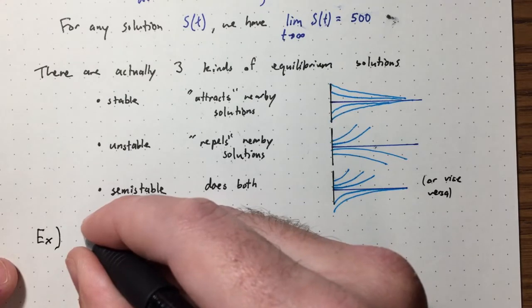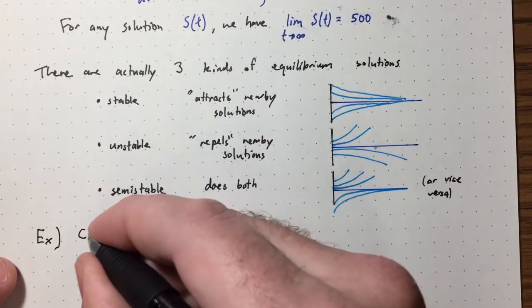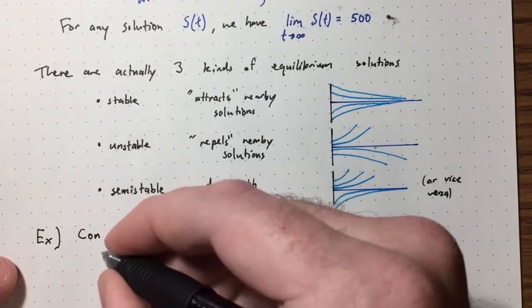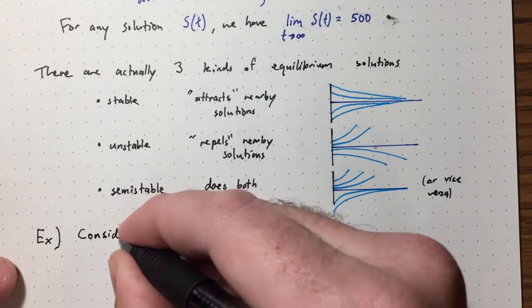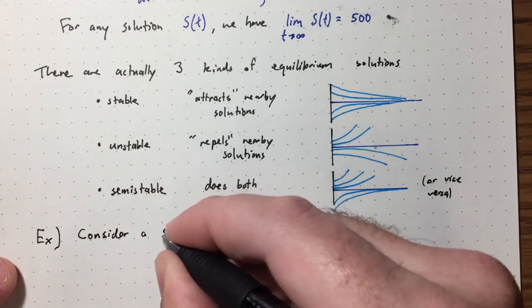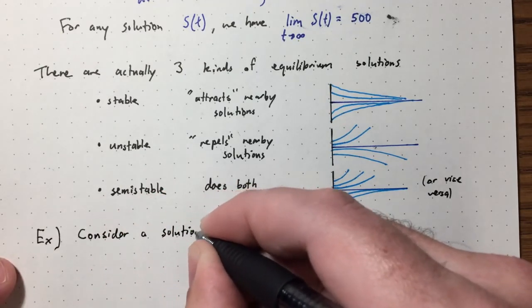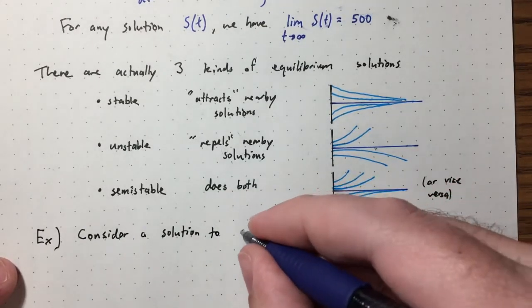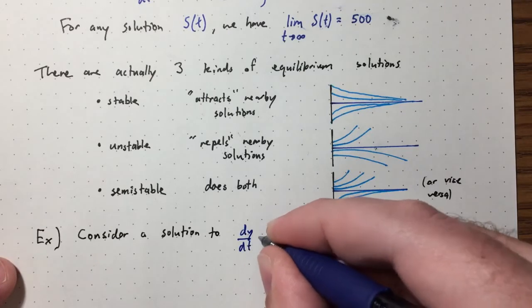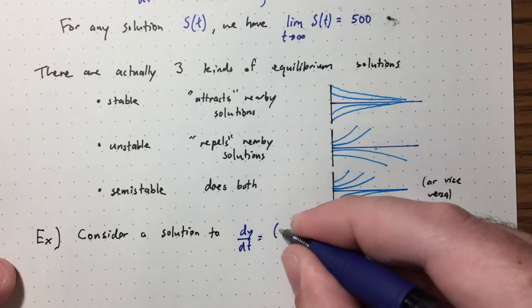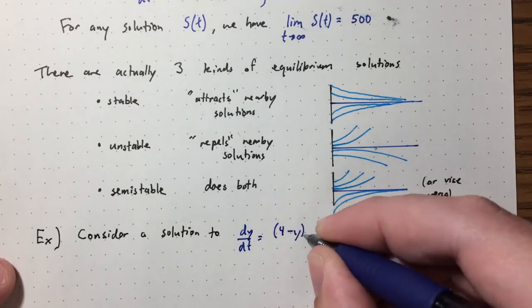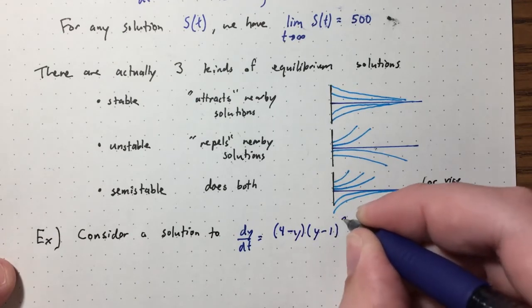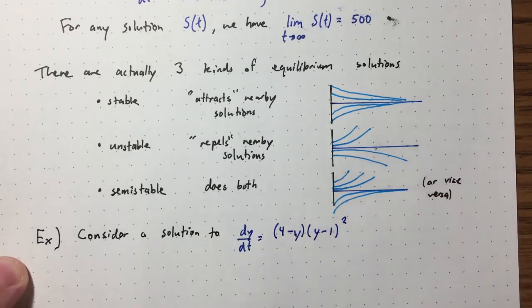In fact, this will be an example of how to apply these three kinds of equilibrium solutions. So let's consider a solution to the following differential equation, dy/dt equals, it's going to be a complicated looking one, (4 minus y) times (y minus 1) squared. Okay, so that's my differential equation.